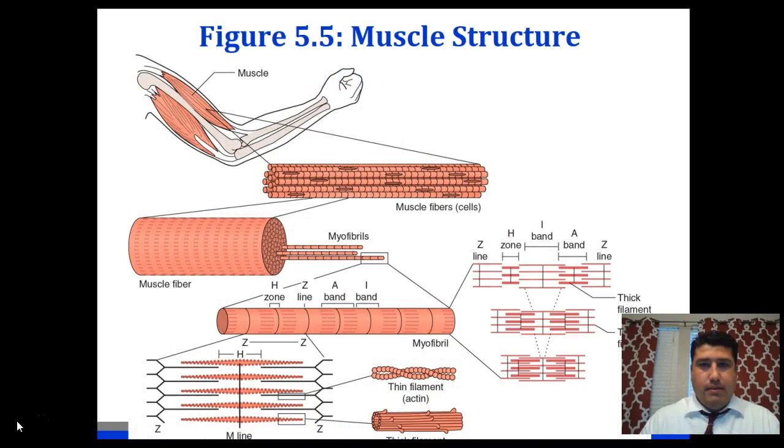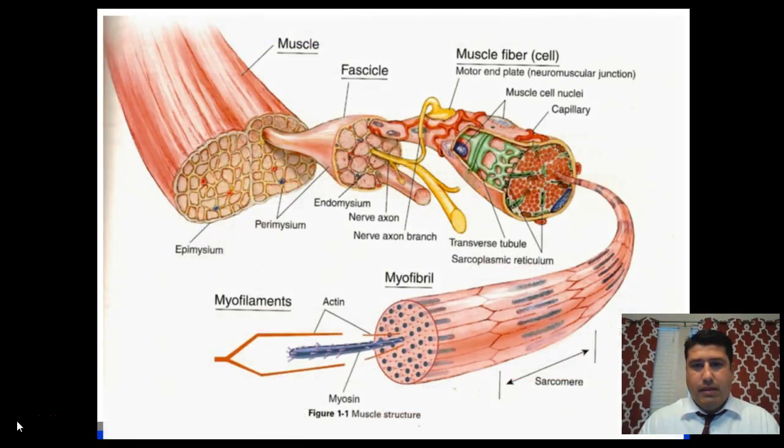So let's see. Here's a breakdown of the muscle structure. This is a diagram from the textbook, but I kind of like this one. It gives a lot more details, I think. So you can start with the belly of the muscle. If you were to open up the skin, this is what you would see. You'd be able to see the muscle belly.